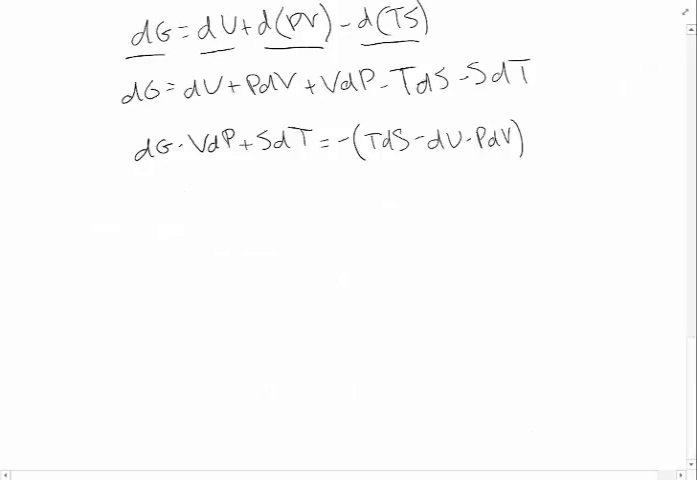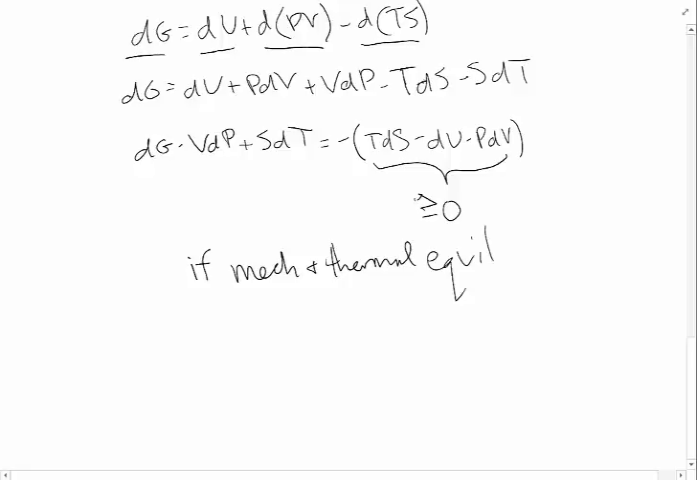So that means we know that this combination of terms here has to be greater than or equal to 0. So what that means is that if we have a reaction that's in mechanical and thermal equilibrium, well, what's the definition of mechanical and thermal equilibrium? That means that there's no change in pressure and there's no change in temperature. So those have to be equal to 0. dP and dT have to be equal to 0.